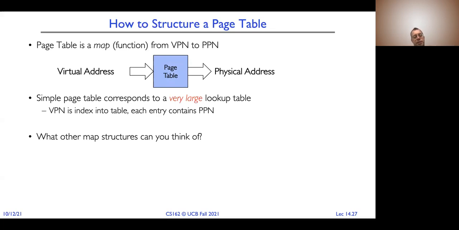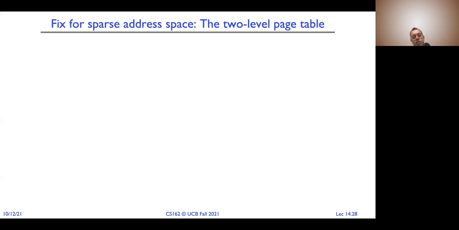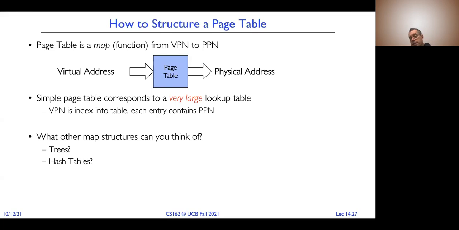By the way, what other map structures can you think of? There are many of them: trees, hash tables, and so forth. But obviously, these are more complicated. More complicated means higher overhead. The beautiful thing about the page table is that it is very quick to access, it's just an index. If you use trees and hash tables, and we'll see about that, they are much more space efficient. You don't need to maintain all the entries. But accessing those is much more expensive. That's the trade-off here.